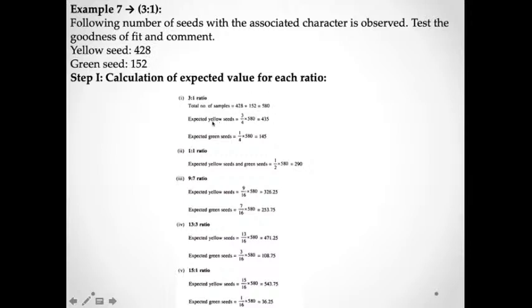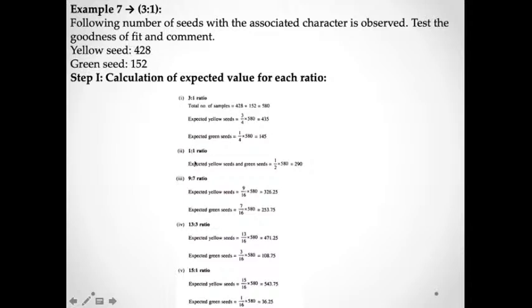Then the expected value can be calculated for the 3 to 1 ratio as 3 by 4 multiplied by 580, which is equal to 435. And the expected green seeds value will be, for ratio 1 by 4, multiplied by 580, equal to 145. So these are the expected yellow seed values and these are the expected green values. But in reality the observed values are 428 and 152. So how much deviation is there? There is a deviation of 7.